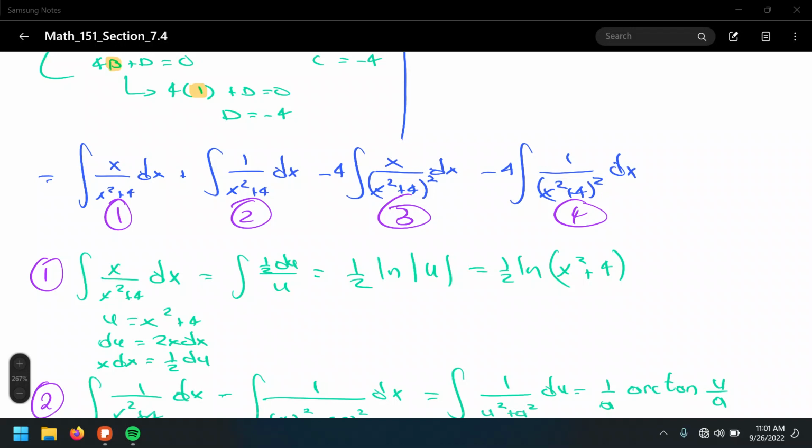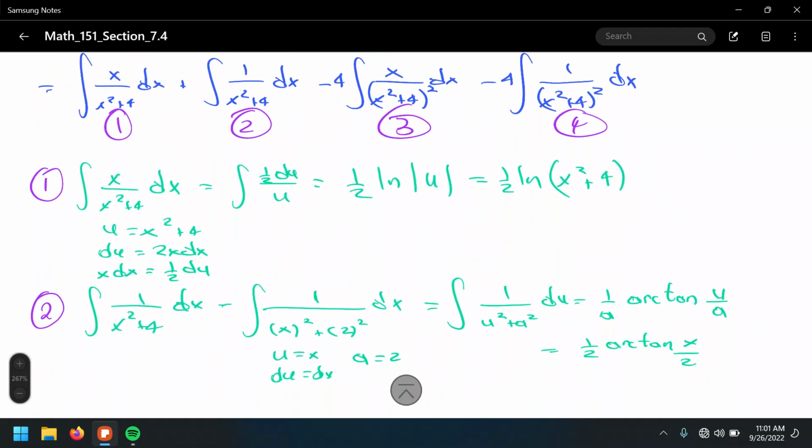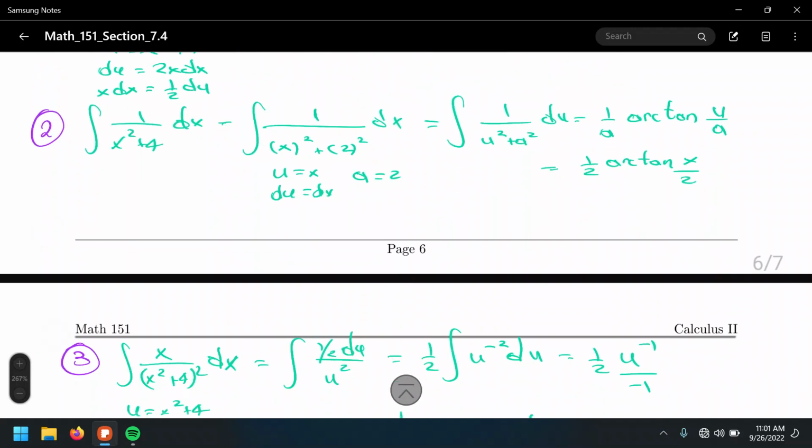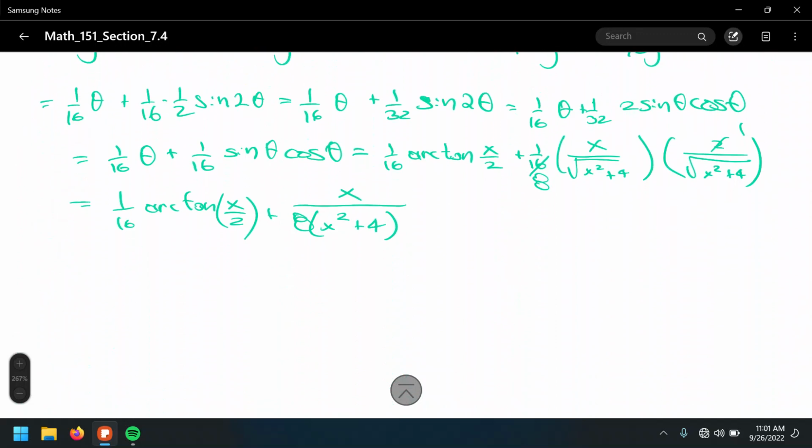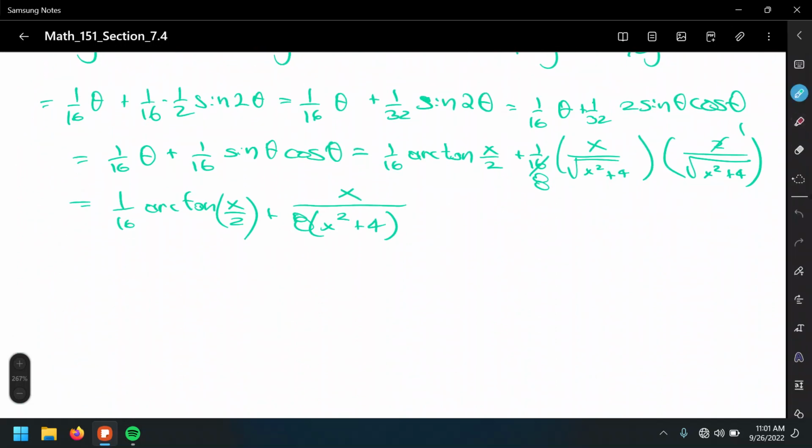Alright, so this is the integral. These are the integrals that we evaluated. We got results for each of them. And so let's continue to the end, to the final result, by just putting everything together.